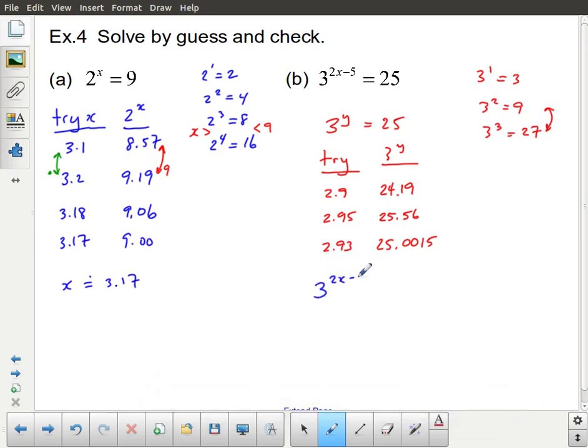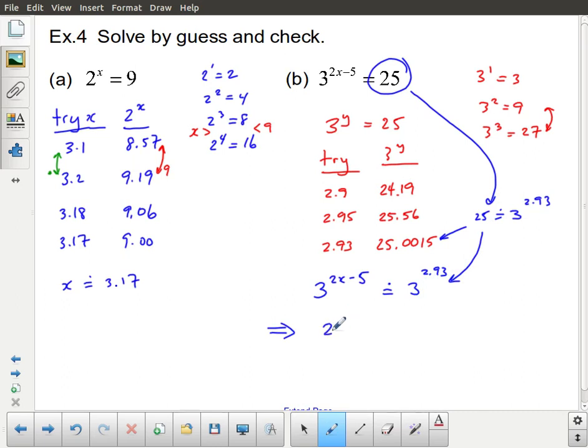But now I have to say that 3 to the 2x minus 5 is approximately equal to 3 to the 2.93. So remember, we're trying to say that 25 is approximately equal to 3 to the power 2.93. So where I had 25 before, I'm going to replace that with 3 to the power 2.93. But now I can say that that implies 2x minus 5 is approximately equal to 2.93.